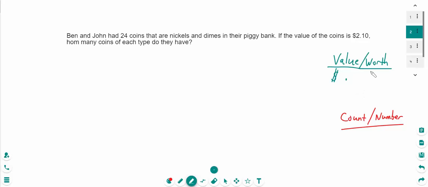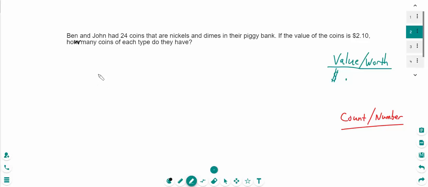All right, so let's now read the story problem and try to make this all come together and make some sense. So Ben and John had 24 coins that are nickels and dimes in their piggy bank. All right, if the value of the coins is $2.10, how many coins of each type do they have? All right, so just without paying too much attention to the numbers, just getting the general flavor of the problem.